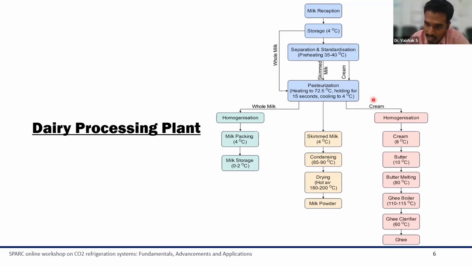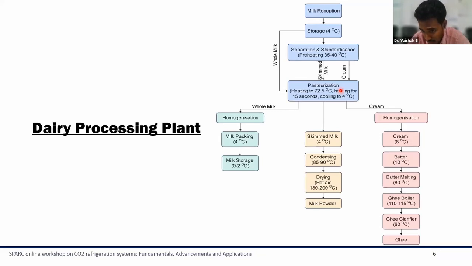And the other circuit is the cream. From cream, generally in the processing plant, butter is produced, and from butter, ghee is produced. If you look at that process, heating up to 120 degrees Celsius is required, which is generally at the ghee boiler, and for butter, the cooling or low temperature required is 10 degrees Celsius. So this is a general layout of a dairy processing plant.